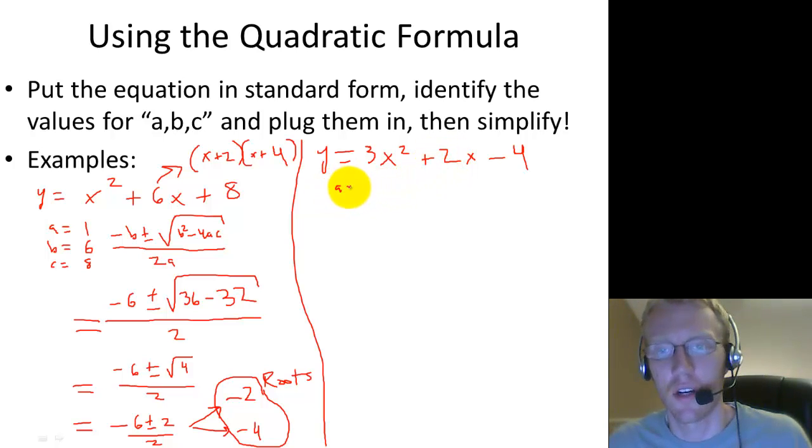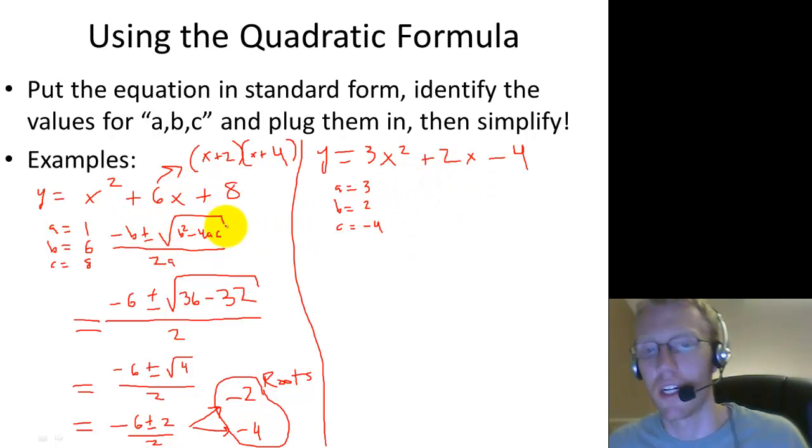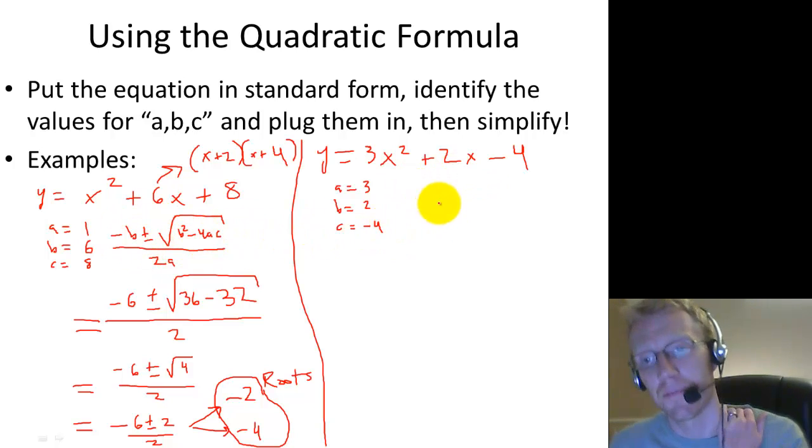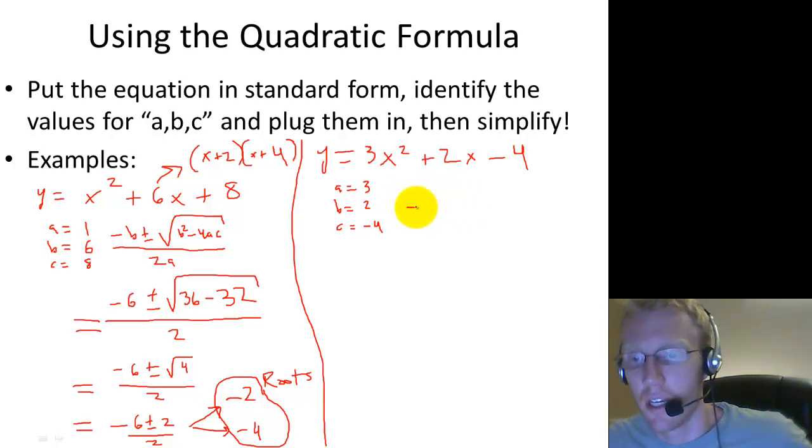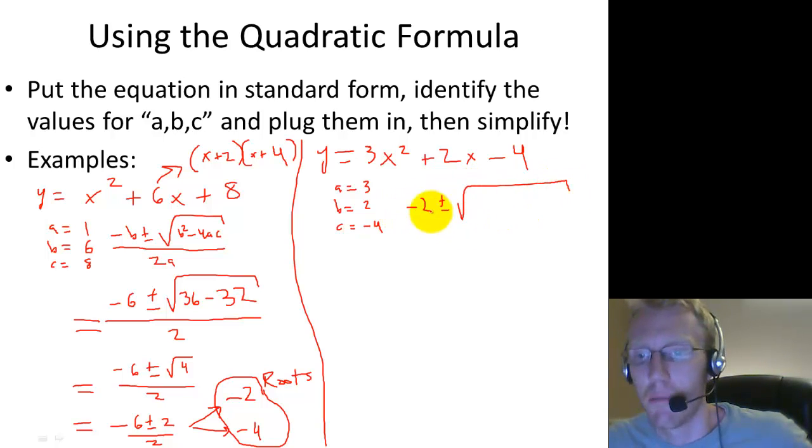But if you want, you can just write down a equals 3, b equals 2, and c equals negative 4, and we can start plugging in this formula. I won't write it again because I have it right here, but in general, if you don't have it written already on your paper, you should write it again. So negative b is negative 2 plus or minus the square root b squared, that's going to be 2 squared, which is 4, minus 4 times a is 3, and c is negative 4.